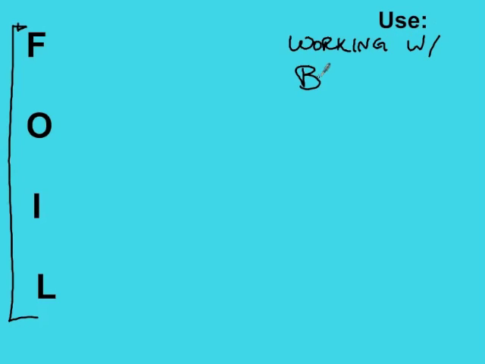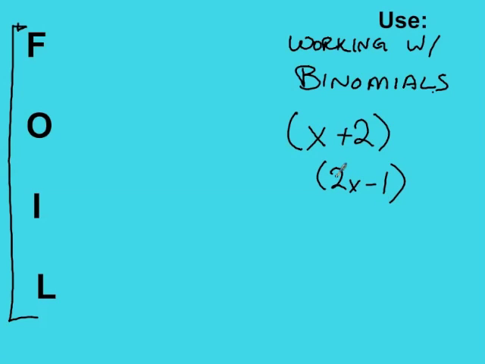So, if we're going to do this horizontal way, we're going to use a thing called FOIL. And what we do for FOIL, we use it whenever we're working with binomials. A binomial is a polynomial with two terms. So an example is x plus 2 or 2x minus 1. These are examples of binomials. It's a special word for two terms.